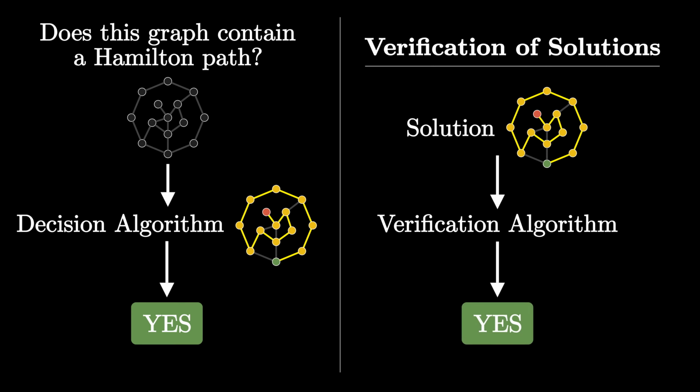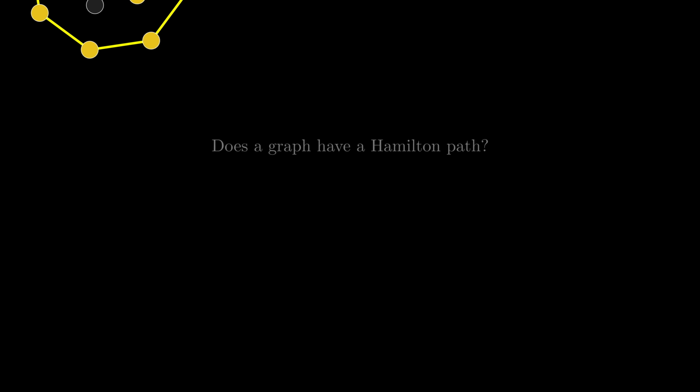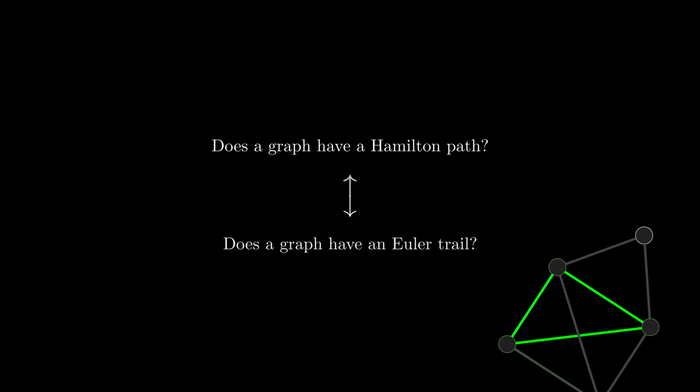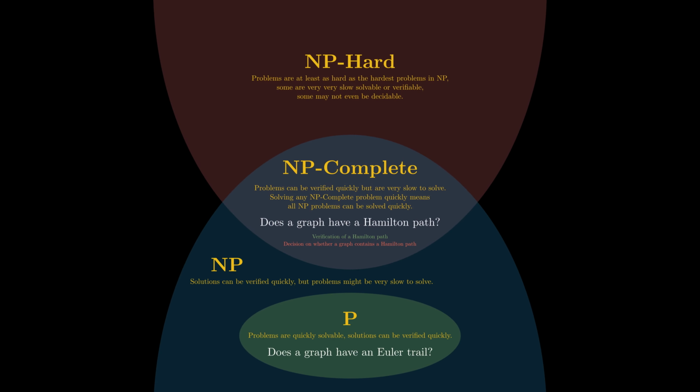You see, the question of the efficiency of decision and verification algorithms seems to be important. Furthermore, analyzing other decision problems in this manner allows us then to classify them in terms of their complexity. We can compare, for instance, the decision problem of whether a graph has a Hamilton path with the decision problem of whether a graph has an Euler trail. While both problems may sound similar because they focus on walks visiting each node, Hamilton, or edge, Euler, exactly once, they differ enormously in terms of their complexity. In fact, they belong to totally different complexity classes.